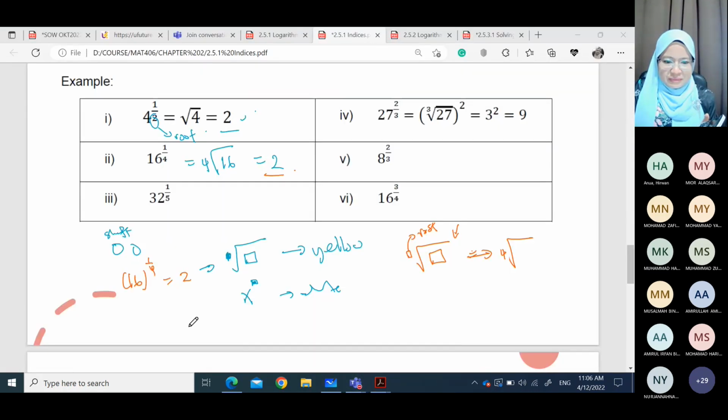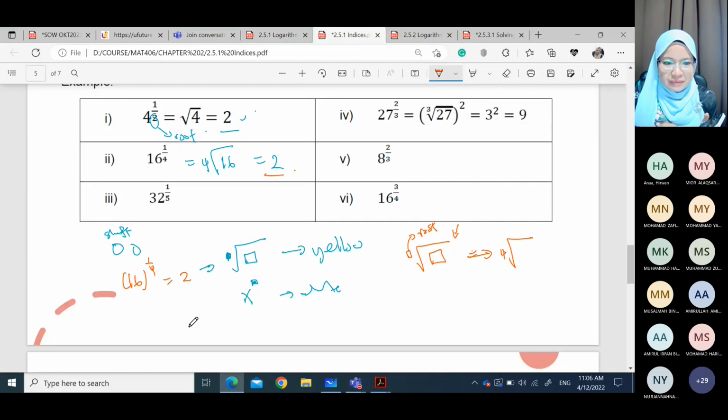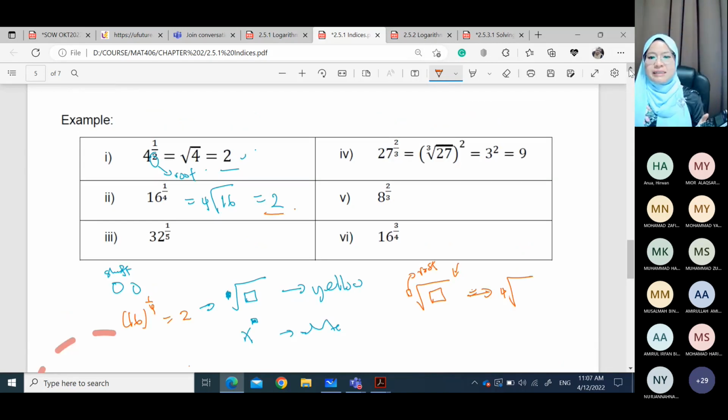Bila soalan kalau dalam test buat macam calculator terus boleh. Boleh, tak ada masalah. Tak ada jalan kerja pun tak apa untuk yang ini, sebab yang ini kita boleh dapat direct daripada calculator. Okay?